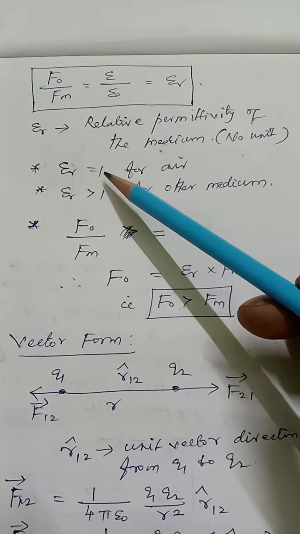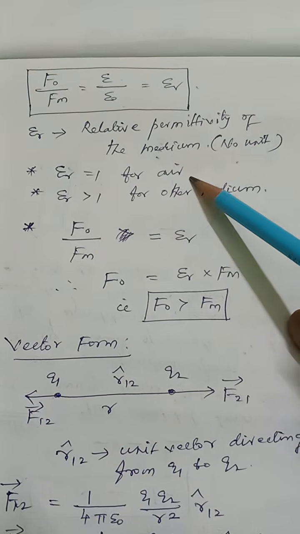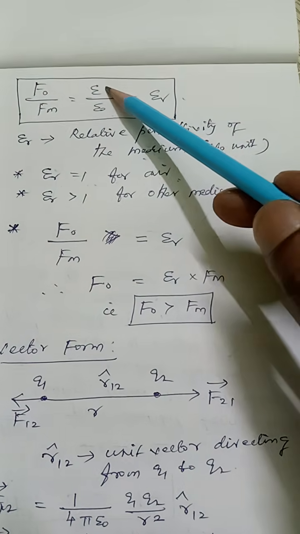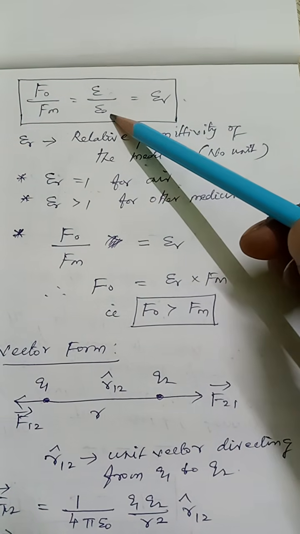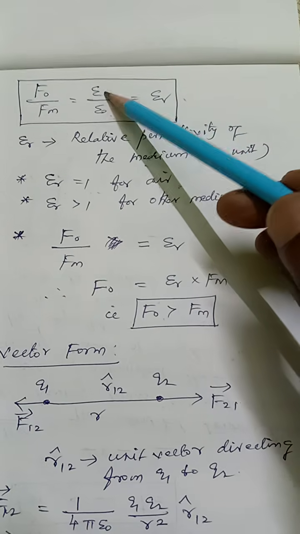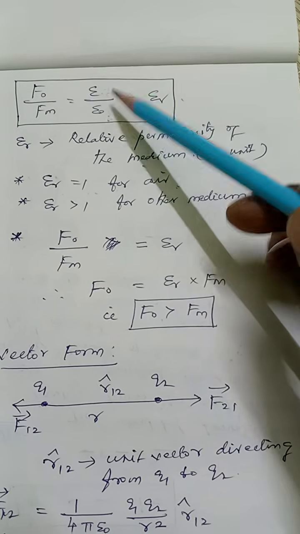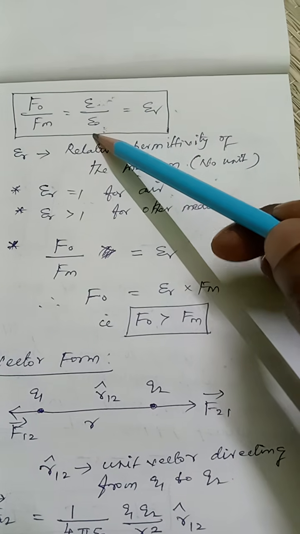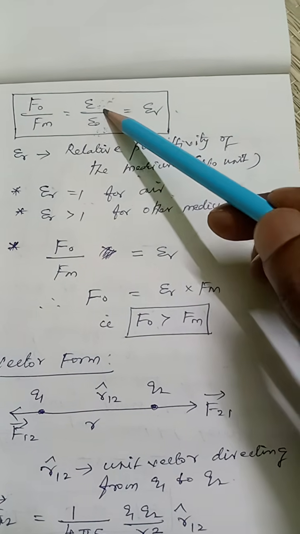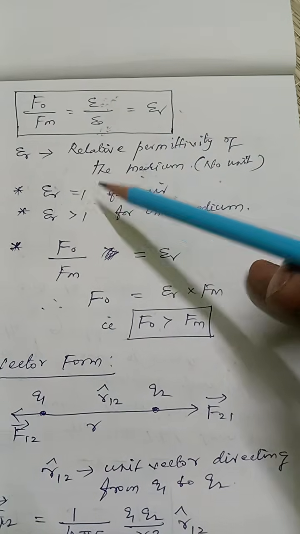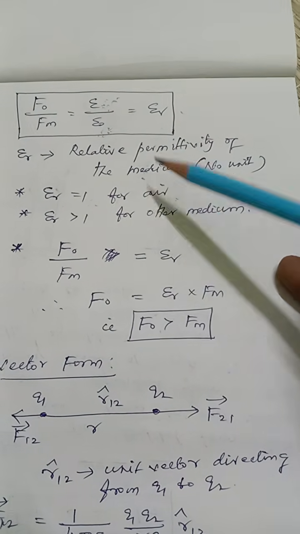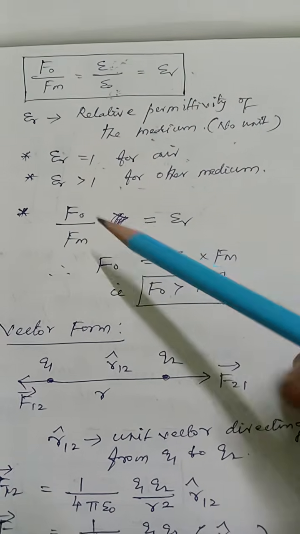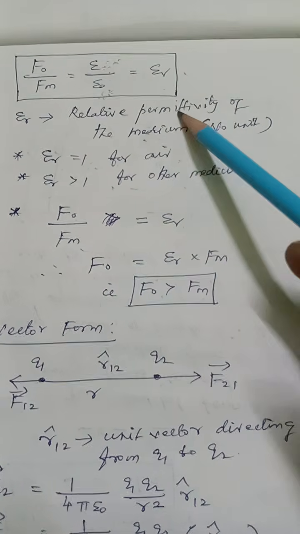And see the value of epsilon r. Epsilon r is equal to 1 for air medium. If it is air, then epsilon r equals 1, because epsilon is the permittivity of the medium and epsilon naught is the permittivity of free space. If you compare the permittivity of air to the permittivity of free space, there will be no difference. Both are equal. So you will get epsilon r value as 1 for air medium, and for all other media epsilon r is greater than 1.